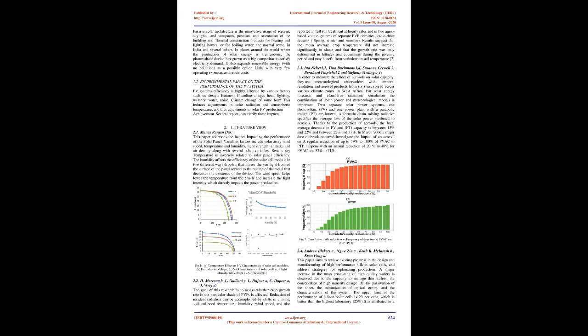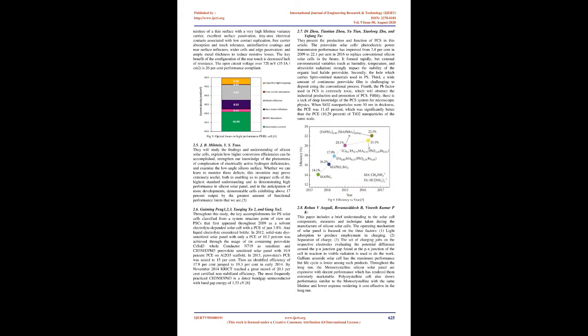Thanks to the production of aerosols, the local average decrease in PV and PT capacity is between 13% and 22% and between 22% and 37%. In March 2006, a major dust outbreak occurred. Investigate the impact of an aerosol on a regular reduction of up to 79% to 100% of PVAC to PTP, which happens with an annual reduction of 20% to 40% for PVAC and 32% to 71%.